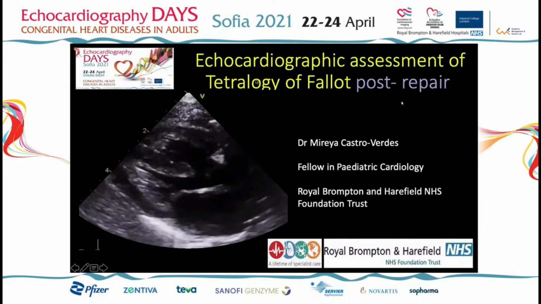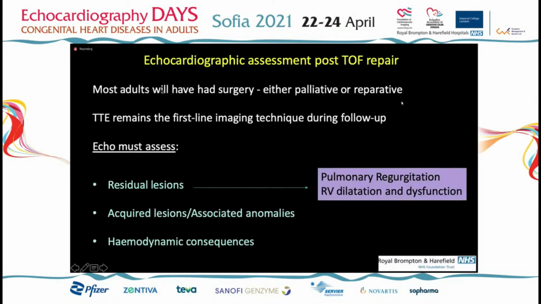And now going to the second part of the talk, we will talk about the echocardiographic assessment of tetralogy of Fallot post-repair, but more focused in adults. So most adults that we see now in clinics have already undergone surgery during early life, either palliative or reparative, and TTE remains the first-line imaging technique during follow-up.